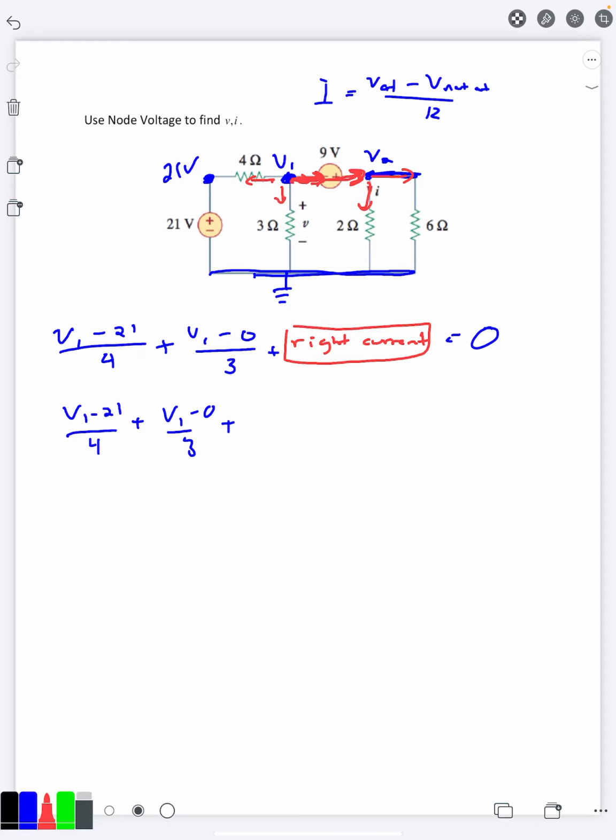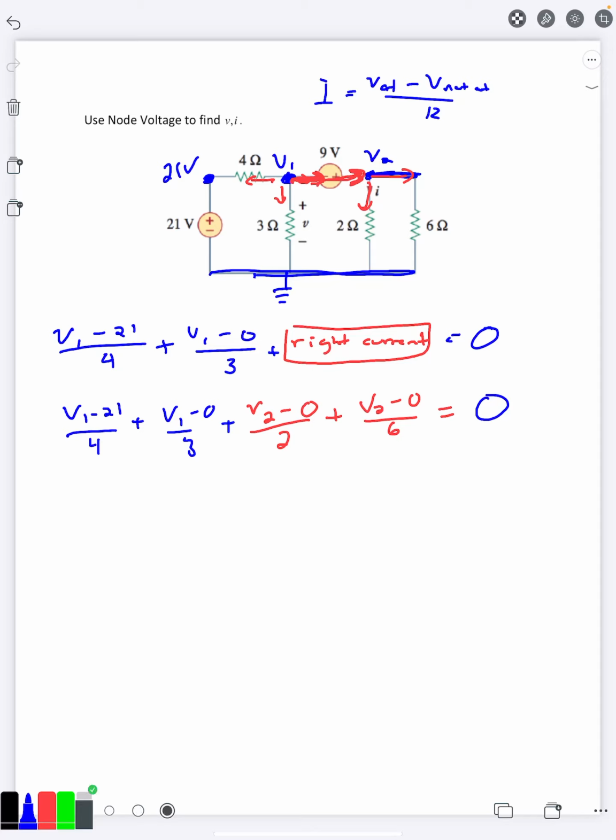And then I say, okay, well, what's the current going down? Well, it's voltage you're at minus voltage you're not at. It's going down, (V2 minus 0) over 2. And the voltage going right is, again, voltage you're at minus voltage you're going to over R. And this is going to equal 0. And again, the reason we got that expression there was we knew from Kirchhoff's current law that whatever current's going right is going to equal the sum of the currents that are leaving the node.